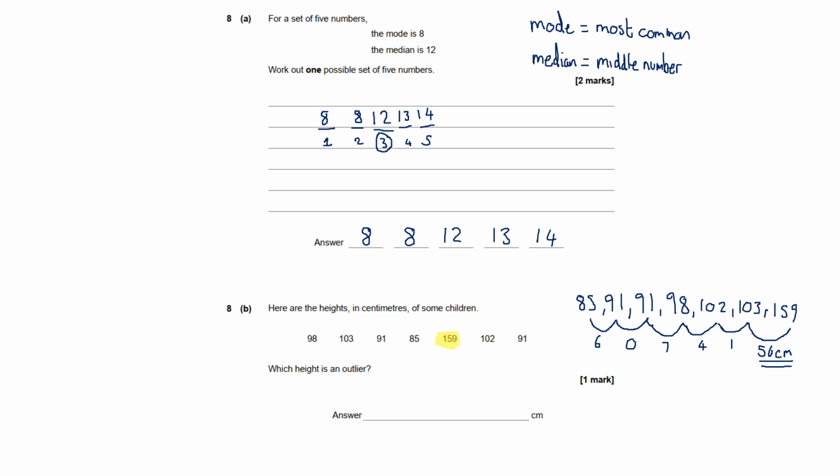So again, if you get questions like this, don't panic. Just put things in the correct order. So put the smallest all the way to the largest, and then just use some common sense like I did. You go through it and think, well, 85, 91, 91, 98, yeah, they're quite close. Then if you've got 159 at the end, that's obviously a massive outlier. So that's all we need to do for that one. So let's move on to the next question.